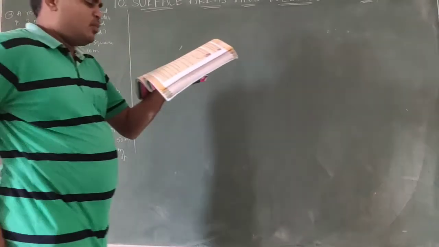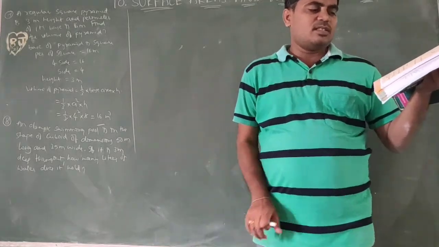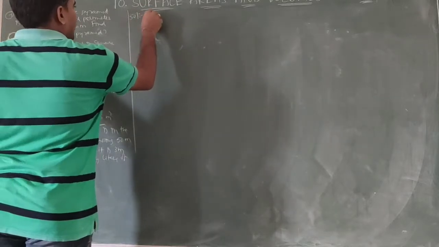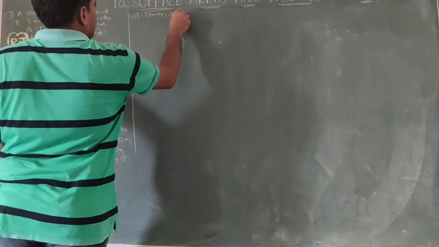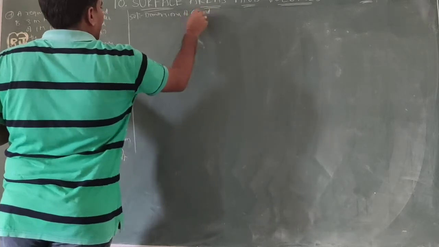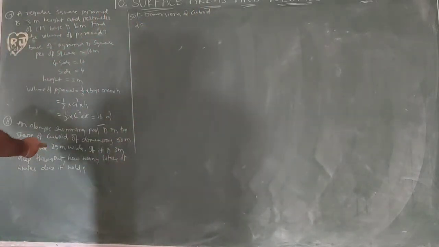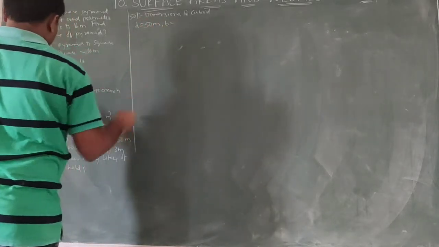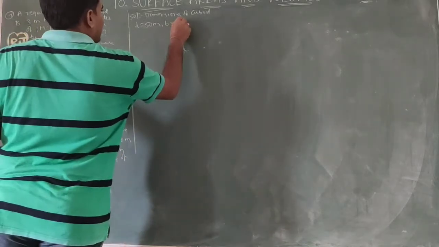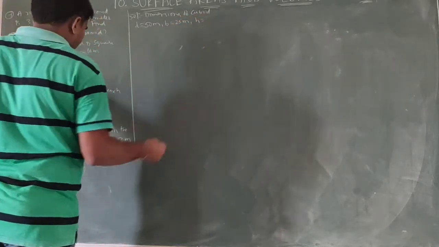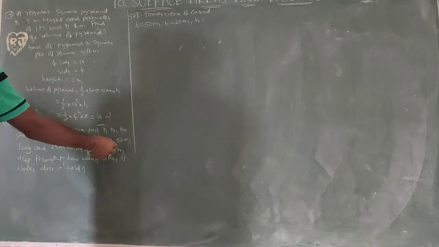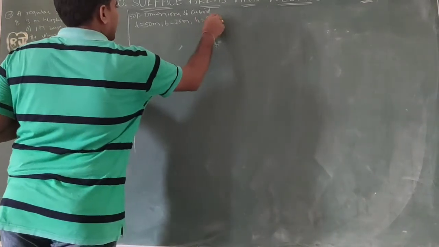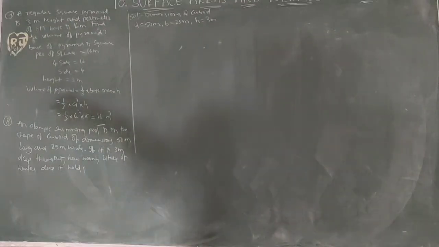Now, an Olympic swimming pool is in the shape of a cuboid. So, solution. The dimensions of the cuboid: length equals 50. Breadth is nothing but the width, 25 meters. Depth is nothing but the height. If it is 3 meters deep, then 3 meters. So next, how many liters of water does it hold?